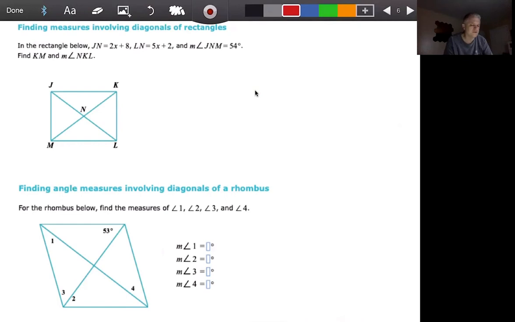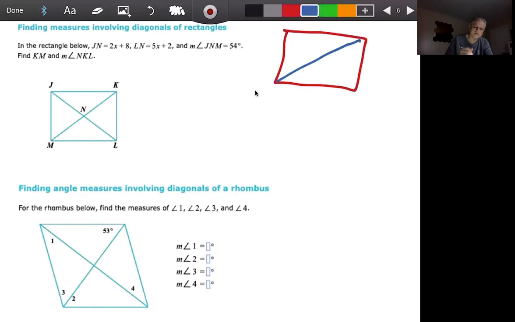All right, finding measures involving diagonals of rectangles. So I mentioned that in all parallelograms, if this is a parallelogram, then the diagonals cut each other into two congruent halves, okay? Now, what if we started with a rectangle? And the rectangle has 90-degree angles, so guess what? Because the rectangle has 90-degree angles, there's no slant to make the diagonal longer. Well, that means that those diagonals are congruent in a rectangle. If you've got 90-degree angles, your diagonals are congruent, okay?